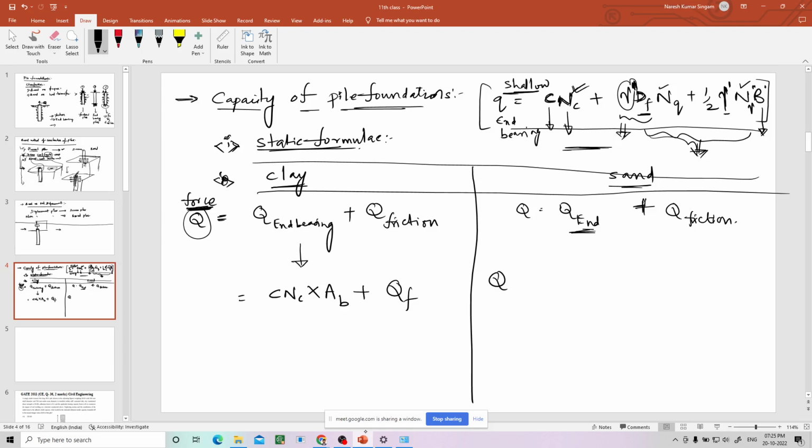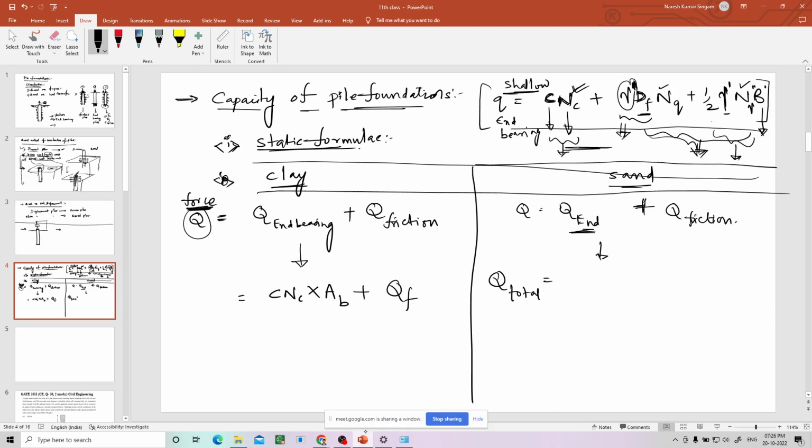Now coming to this, Q total will be here. See, in sand, C value will be 0. C is cohesion, which exists only in the clays. So this is 0 in the sand, and this will be neglected because this N gamma value will be very less. That is the reason why this term will become 0. So we will be left with only this term when coming to the sand.